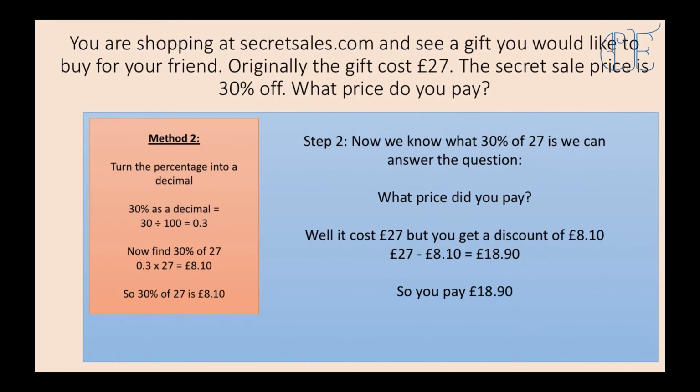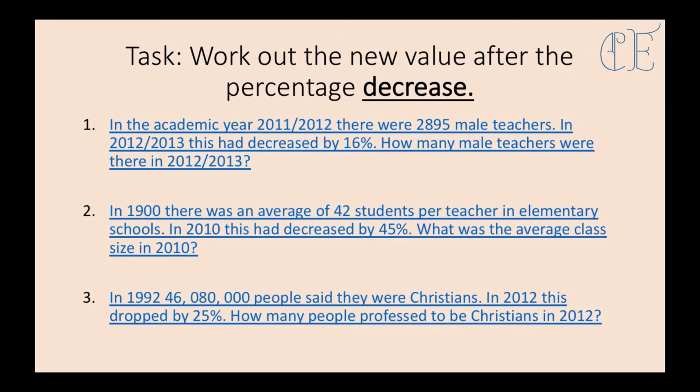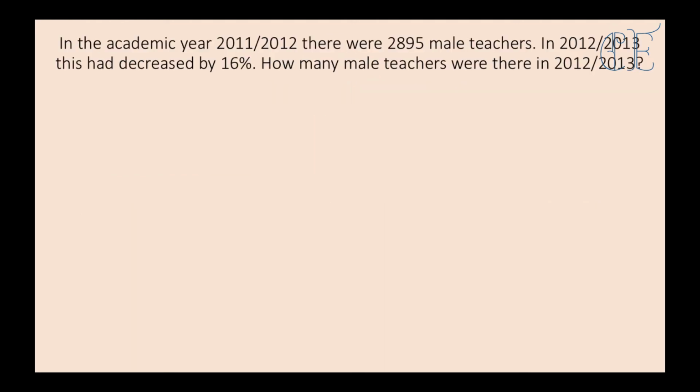Okay, so I hope that all makes sense. I've written 3 questions here. Pause the video and have a go. I am going to go through them all and work out the new value after the percentage decrease of all of these questions. Okay, if you pause the video and have a go, let's go through each one carefully. So I'm going to show you both methods on here, one with a multiplier and one non-calculator.